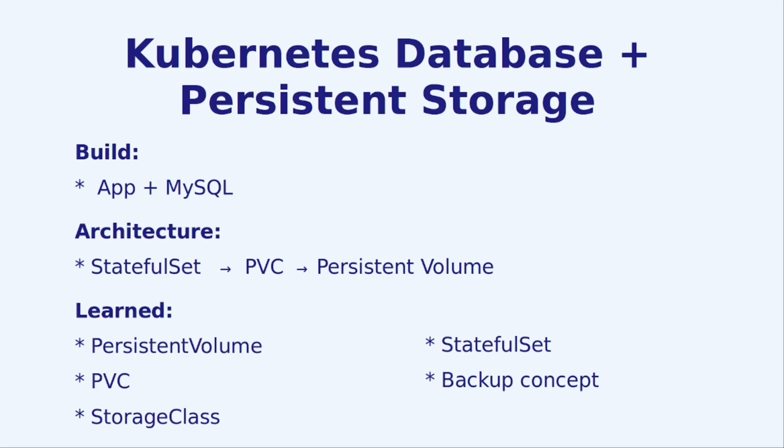But in real-world systems, things are different. Every system depends on data, and especially databases. And databases introduce a critical requirement. Data must never be lost. So the big question is, how can Kubernetes, a system built around ephemeral containers, handle something permanent like a database?